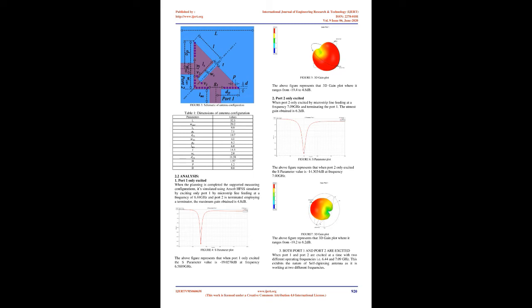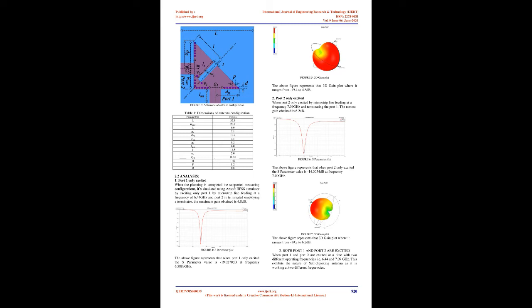Figure 2, Design of self-diplexing antenna using SIW technique in HFSS. The required dimensions for the design of this antenna are given below with the schematic configuration of the antenna. Figure 3, Schematic of antenna configuration. Table 1, Dimensions of antenna configuration.